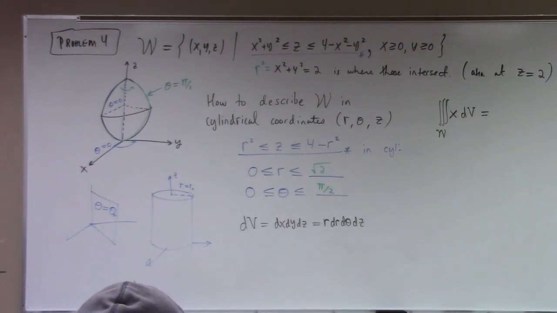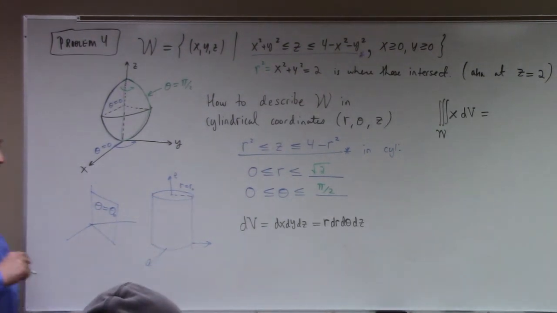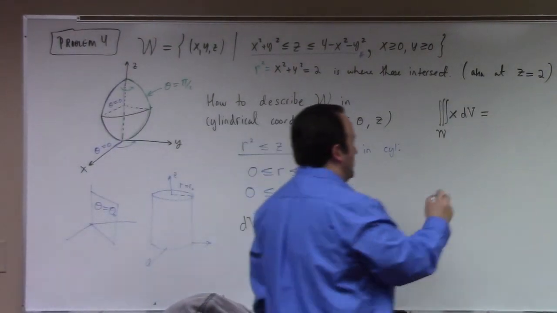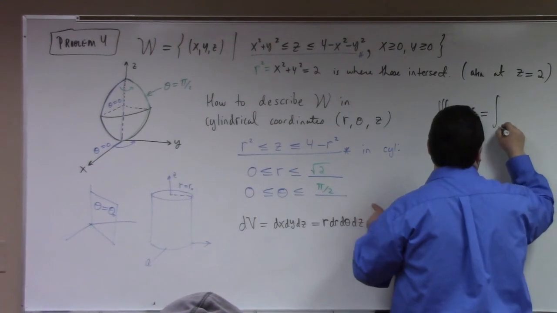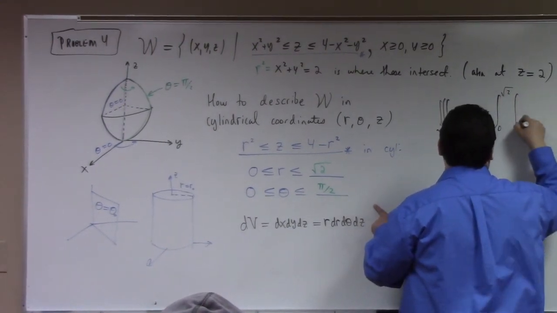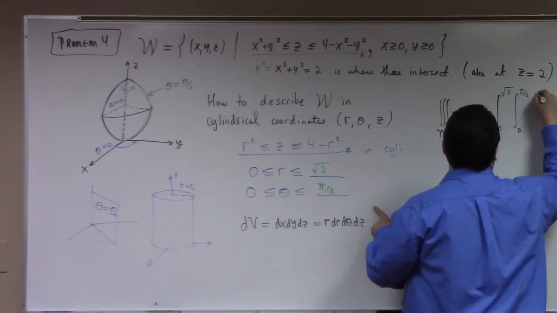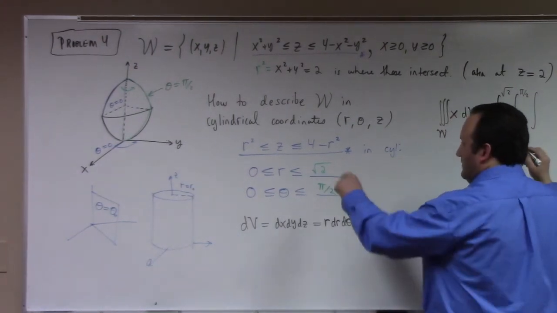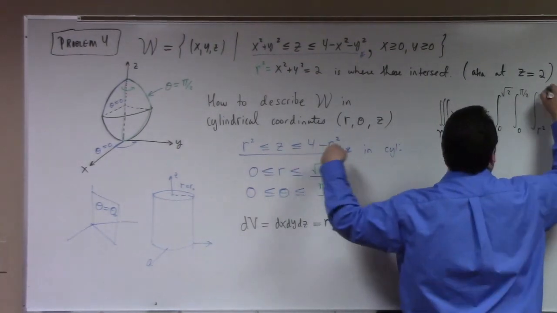Right, so you wouldn't learn anything there. But if we start with x, and we change this integral to the cylindrical equivalent by the change of variables theorem, well, there's actually a little bit more to it. So we go from 0 to the square root of 2, integral from 0 to pi over 2, integral from, now this is the interesting one, r squared up to 4 minus r squared.